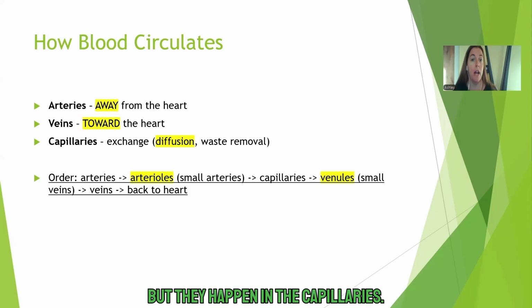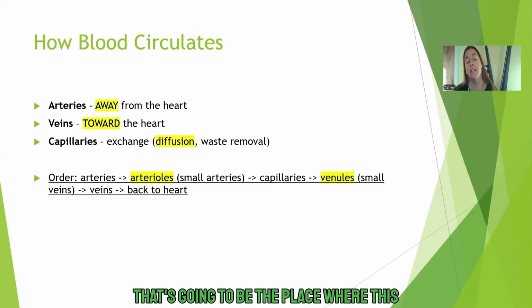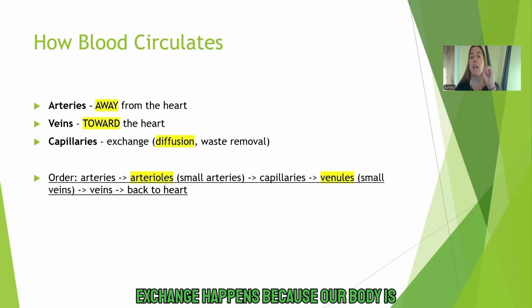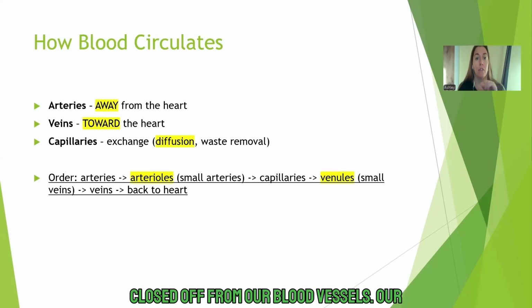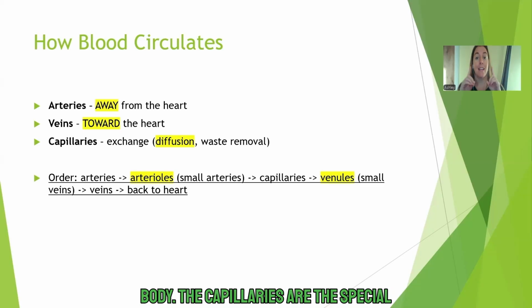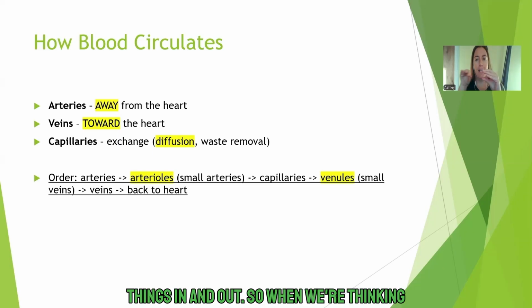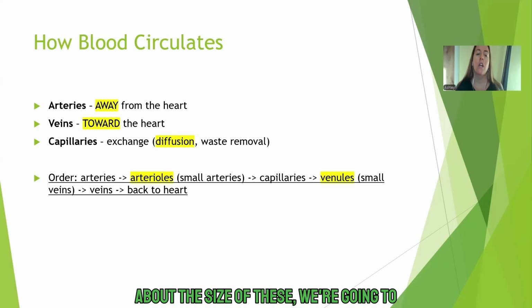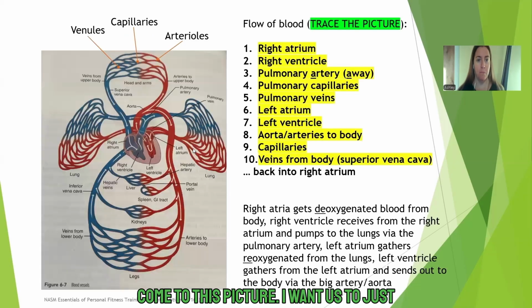Okay, so we could do any of those jobs, but they happen in the capillaries. That's going to be the place where this exchange happens, because our body is closed off from our blood vessels. Our blood vessels are closed off from our body. The capillaries are the special places where they can open up and send things in and out. So when we're thinking about the size of these, we're going to come to this picture.